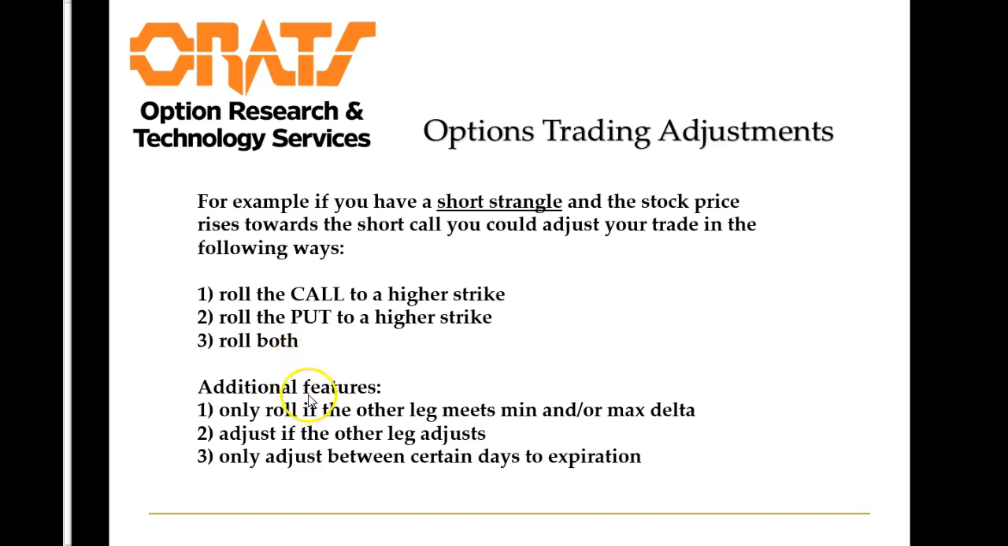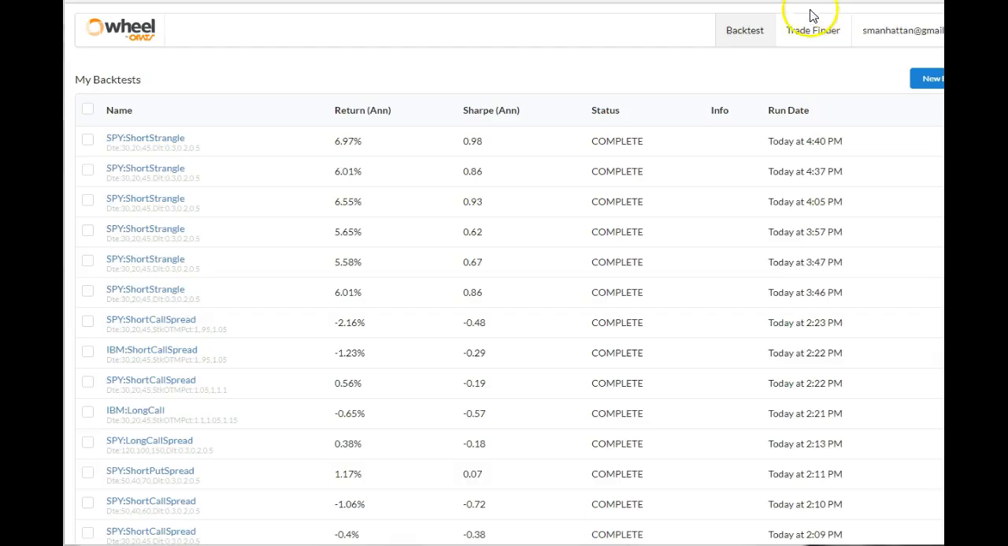In this we also have some additional features where you only roll if the other leg also meets some certain minimum or maximum deltas, or if one adjusts then both adjust, or only adjust if there's a certain amount of days to expiration. For example, if there's only a few days left, you might not want to adjust at all.